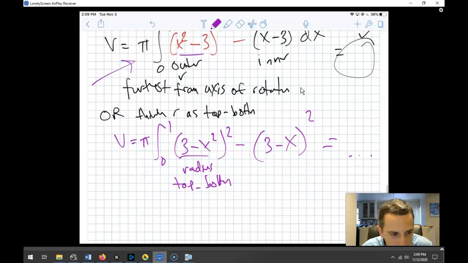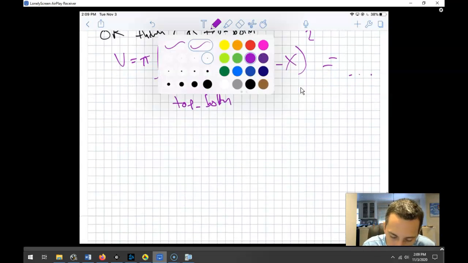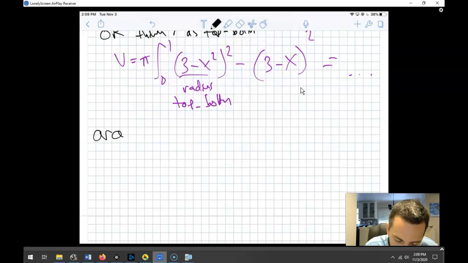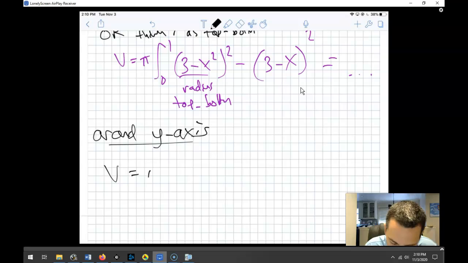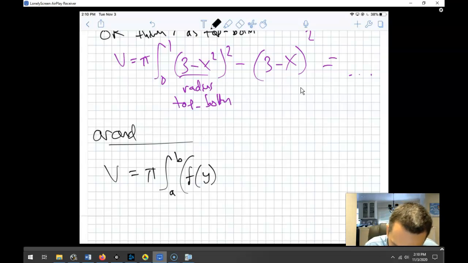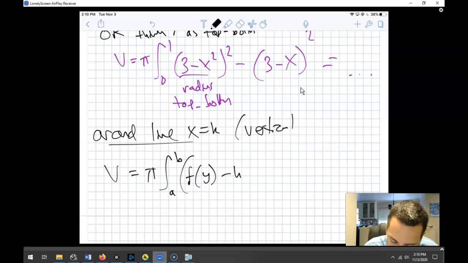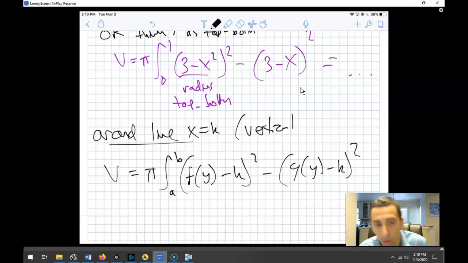Okay, so that's how we find volumes of rotation. As you would imagine, it's very similar if you're rotating around the y-axis. If you're going around the y-axis, your volume is pi times integral, a to b of f of y, or not around the y-axis, geez. Let's say you rotate around a line x equals k, which is of course a vertical line. So that'd be f of y minus k squared, and then g of y minus k squared. So that's how you would do that.